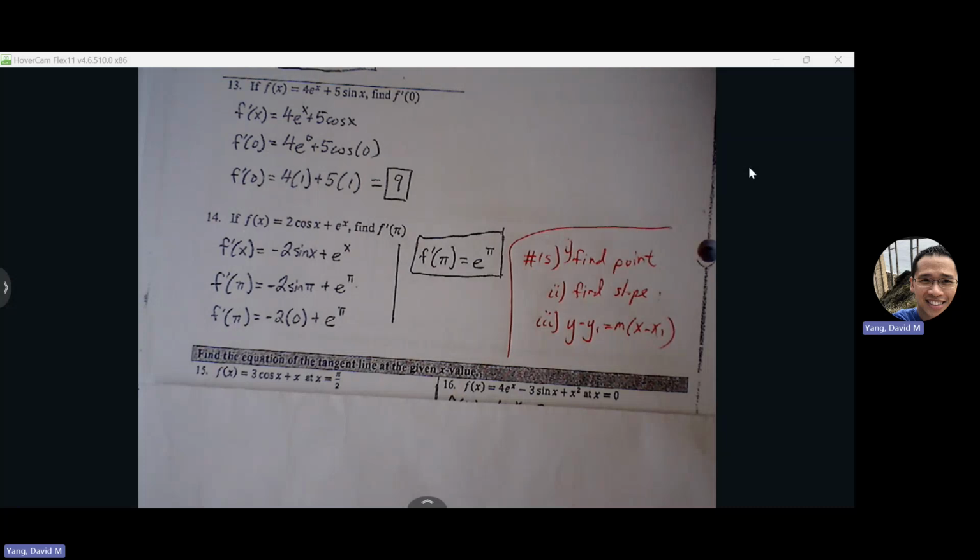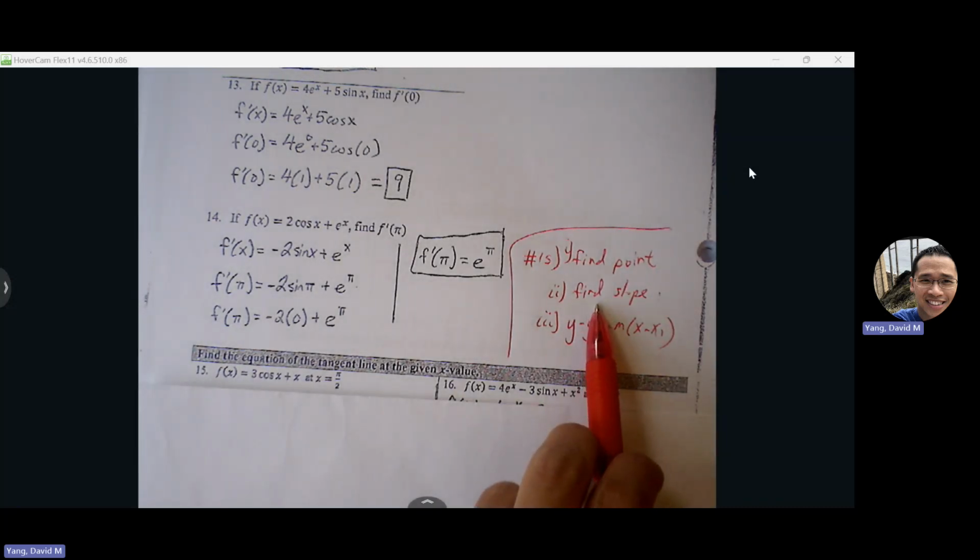Okay, so find your ordered pair using your original function. Find your slope from your derivative function. We'll find the derivative first and then plug in the x value to get the slope. And then finally, put in the point slope form, replace m with the slope you found, replace x sub 1, y sub 1 with the ordered pair that you found.